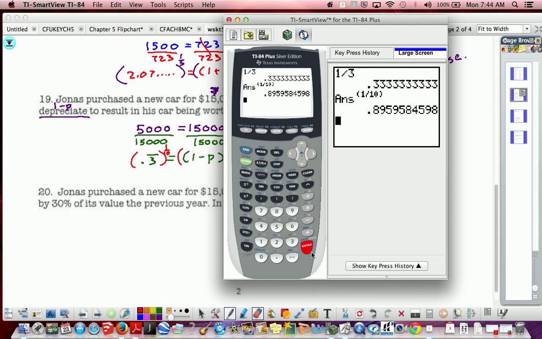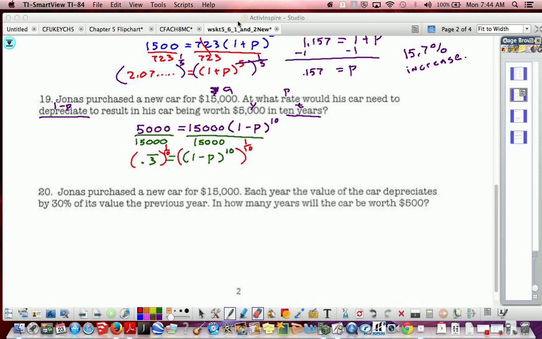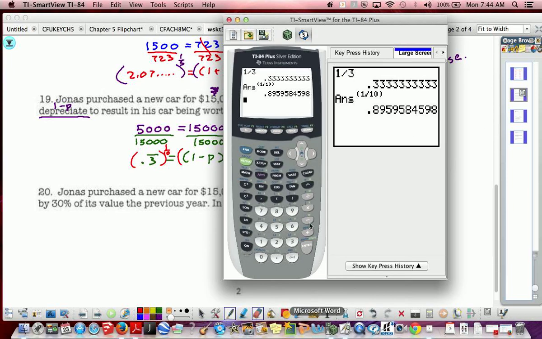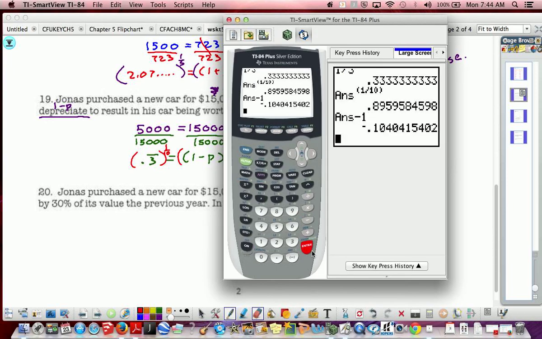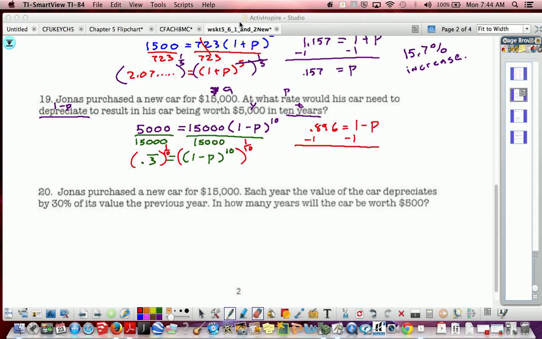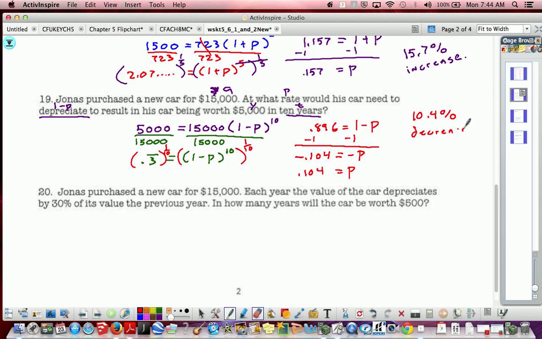I get 0.896. So 0.896 equals 1 minus P. So when I subtract the 1, so if it helps you, go subtract the 1. You'll see it's negative 0.104 equals negative P, so P equals 0.104, or it is decreasing by 10.4%. Or I should say decreasing by 10.4%.